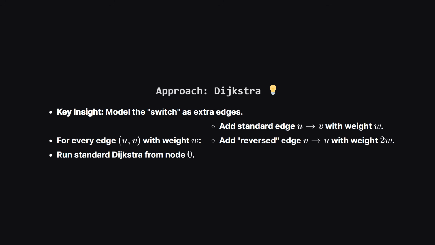The breakthrough for this problem is realizing we can pre-calculate all possible switch moves. Instead of overcomplicating the algorithm, we just modify the graph itself. For every single original arrow in the list, we add its twin, a reversed arrow that costs double. Once we've built this augmented graph, the problem just becomes a standard shortest path search, and for that, Dijkstra's algorithm is the perfect tool.